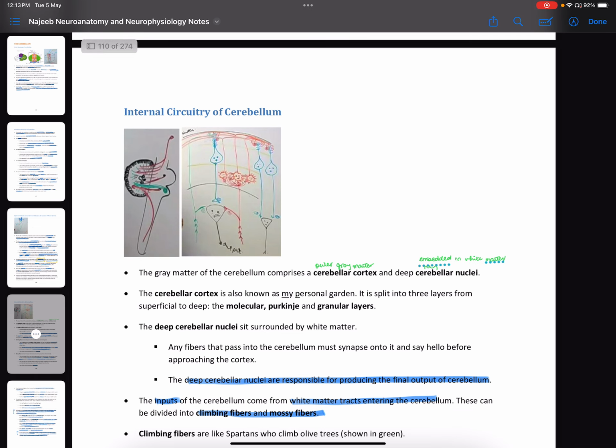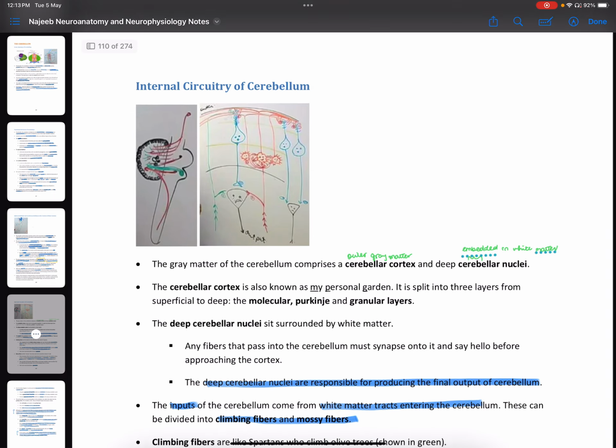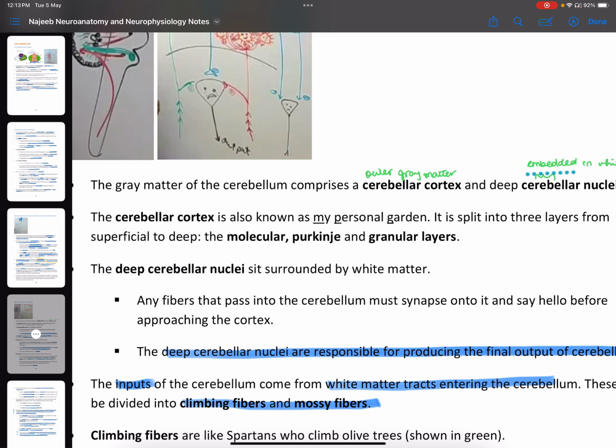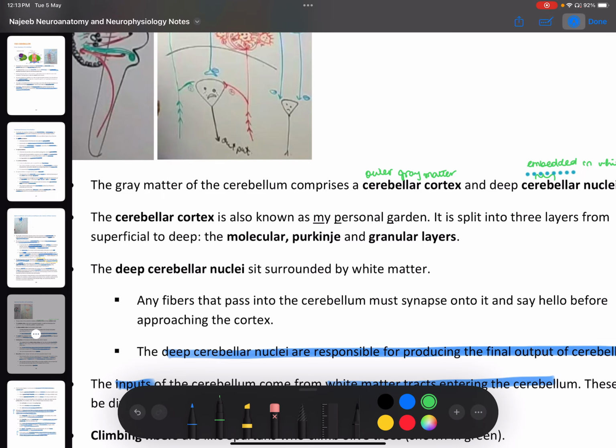Now the cerebellar cortex is known as my personal garden. It splits into three layers from superficial to deep: molecular, Purkinje, and granular. The deep nuclei sit, let me just turn on the highlighter. The deep cerebellar nucleus sits surrounded by white matter. Any fibers that pass into the cerebellum must synapse into it and say hello before approaching the cortex.